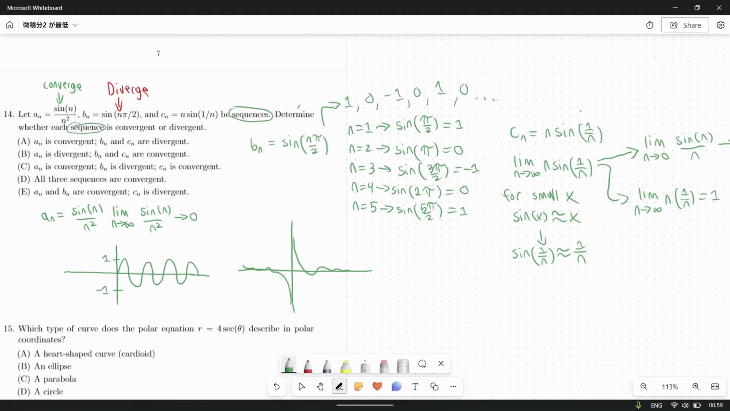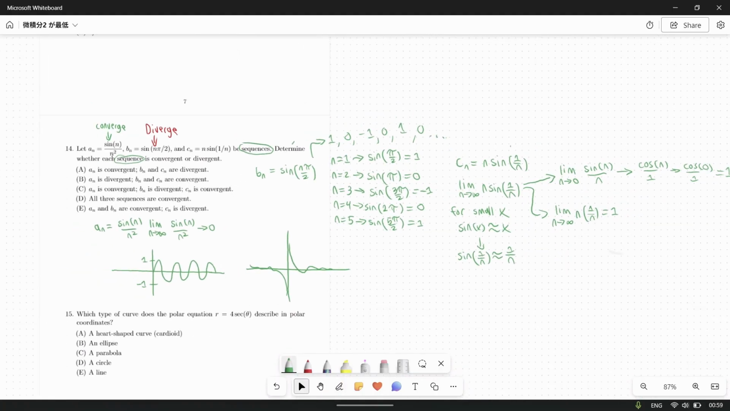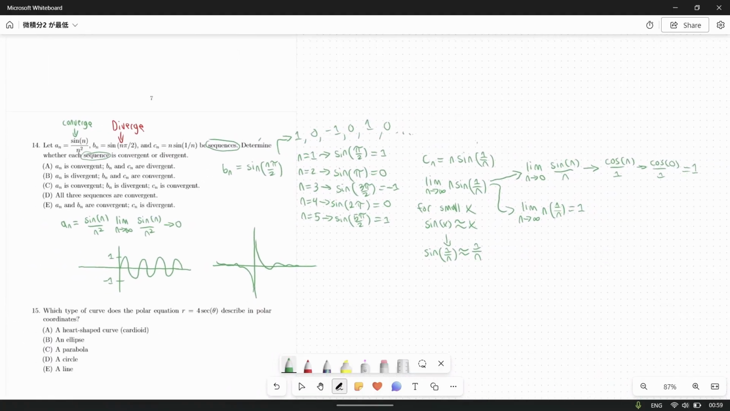And since, once again, that limit converges to a specific number, we can say that the third sequence is going to converge. So zooming out a little bit so you can see everything, we find that the first sequence is going to converge, the second sequence is going to diverge, and the third sequence is going to converge. And so the answer to this question, matching that up with our answer choices, is going to be C.